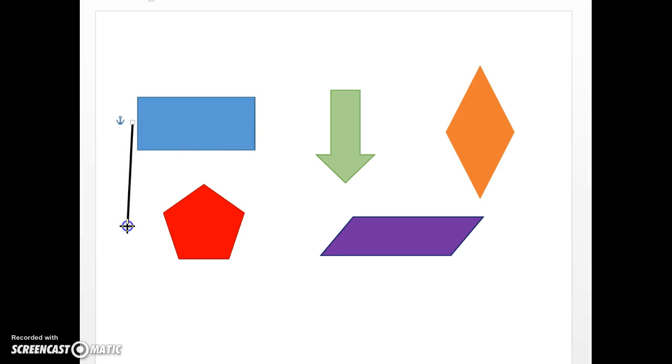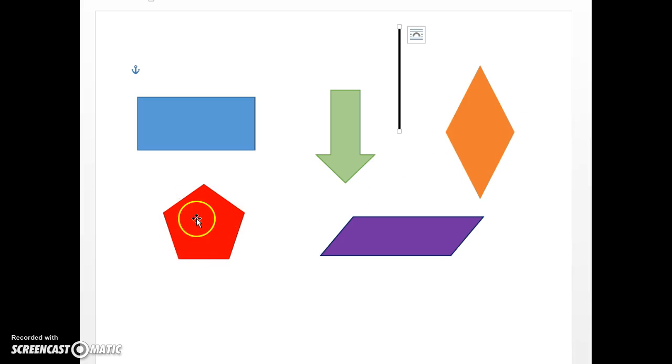The arrow over here only has one line of reflectional symmetry, and it's the line that goes straight through the middle like that. This diamond would have two. It would have one going straight up and down, and then the other one going straight across like this.